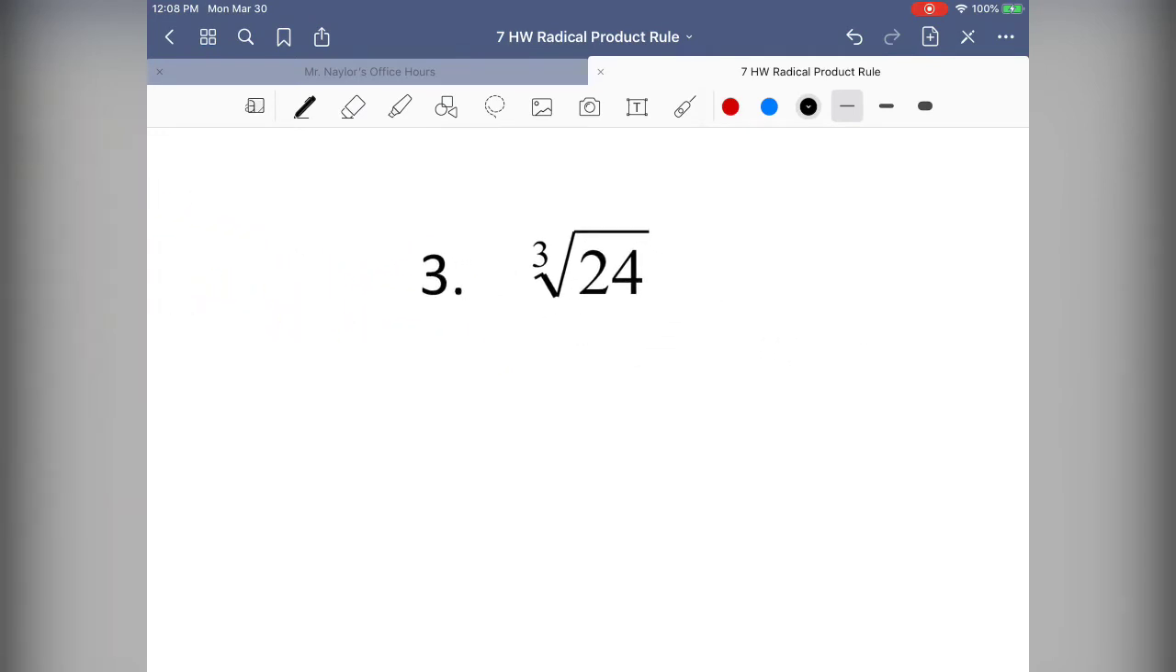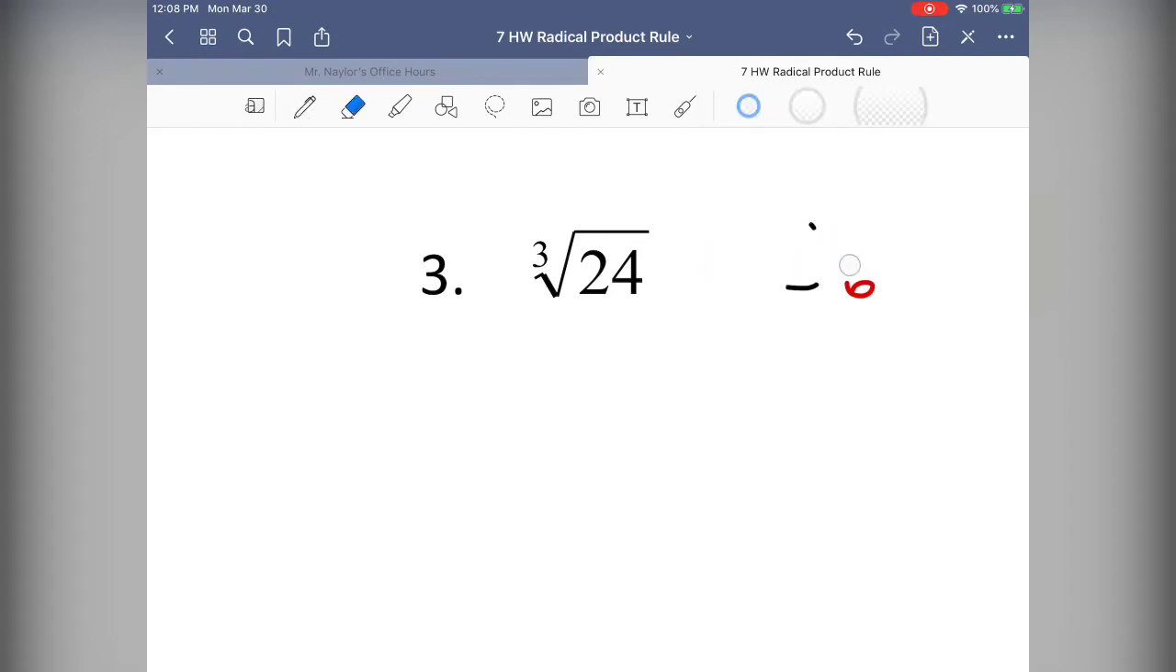How about the cube root of 24? Now, a mistake for this problem would be to think about maybe using the number 4. It's tempting to use the number 4, but the problem is that the number 4 is not a perfect cube. We want to be using numbers that are on the cube list.